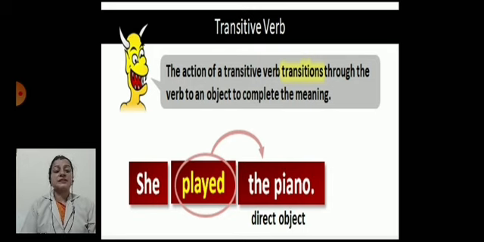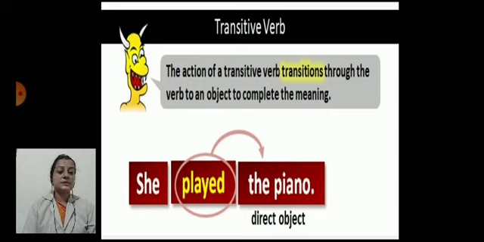The action of a transitive verb transitions, meaning it moves through the verb to an object to complete the meaning. How? You can see the example. She played the piano. She is the subject, played is the action verb, the piano is the direct object. What is the action of the transitive verb here? That is played. So its action transitions through the verb to an object. What is the object? That is the piano, to complete its meaning.